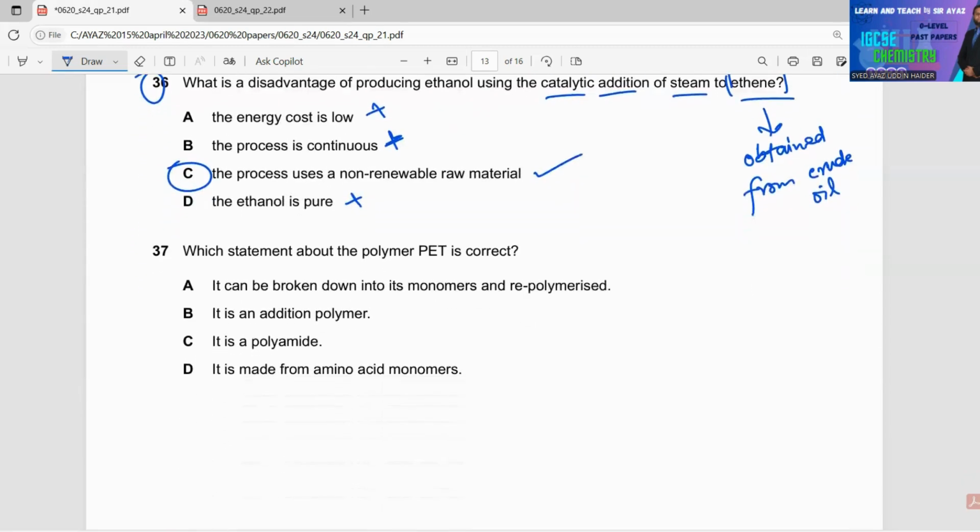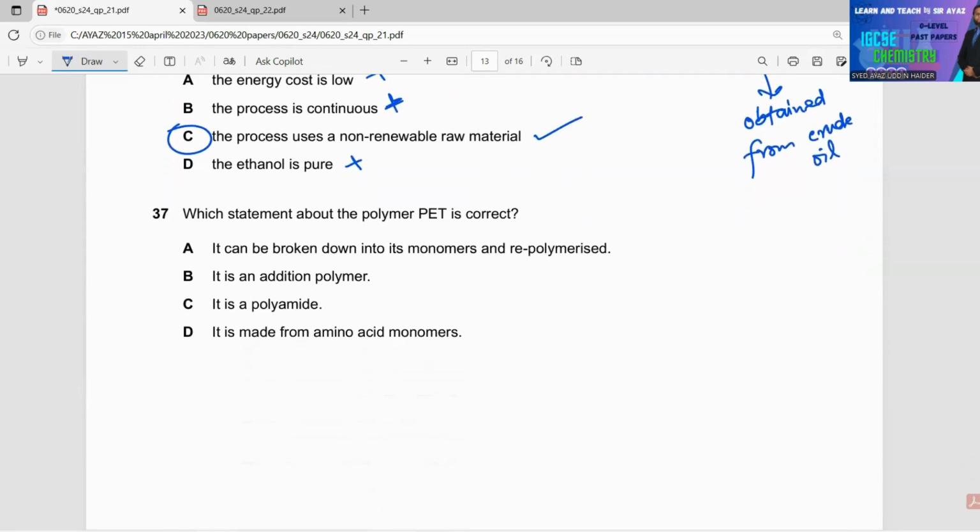Moving to the next MCQ. Which statement about the polymer PET is correct? PET is polyester, and is used for different purposes. They are asking about the correct statement for PET. A, it can be broken down into its monomers and repolymerized. This statement looks correct to me. B, it's an addition polymer. This is incorrect, because it's a condensation polymer.